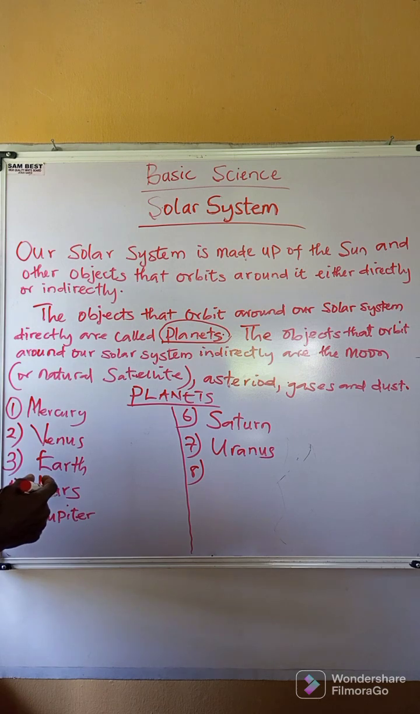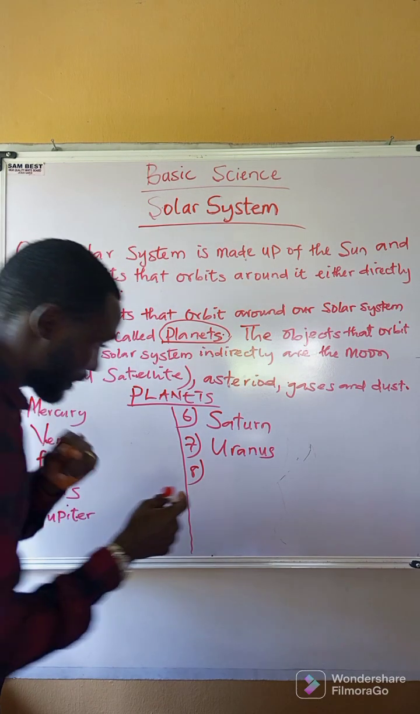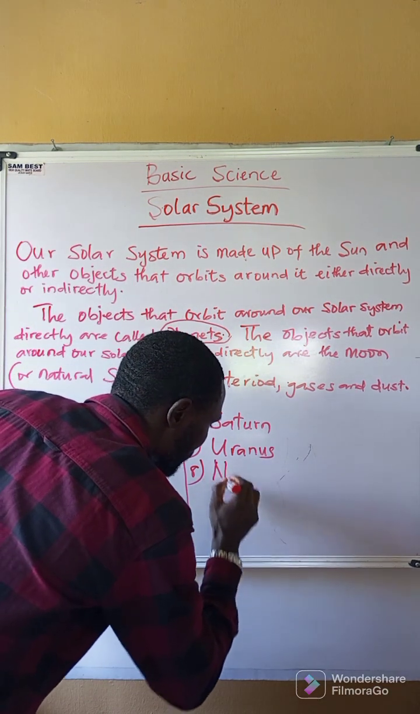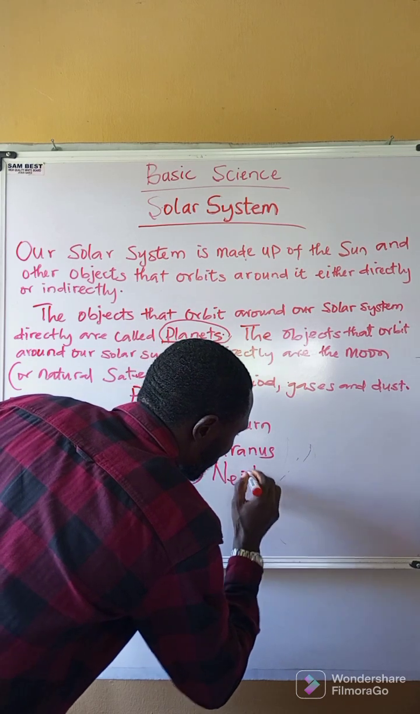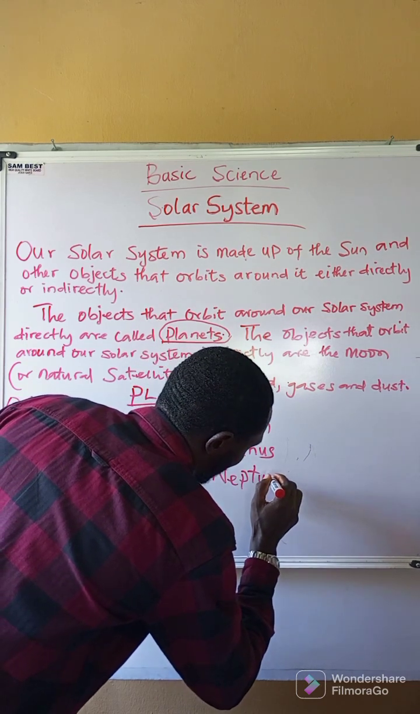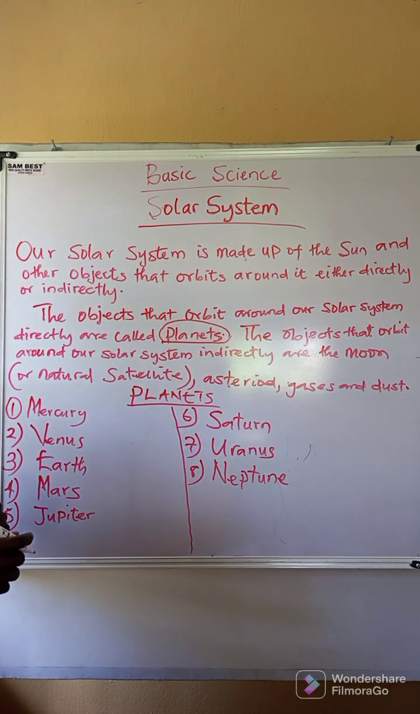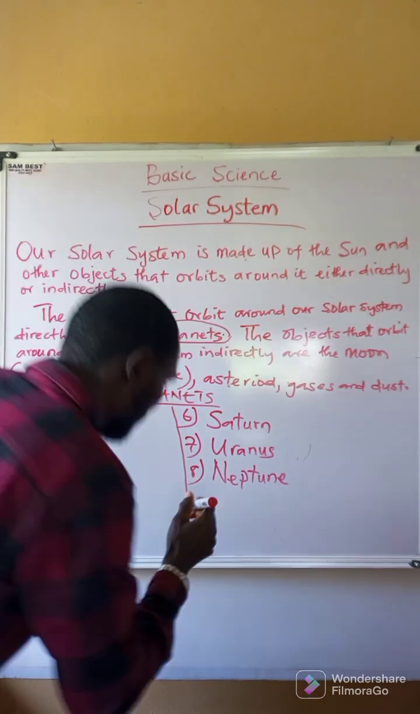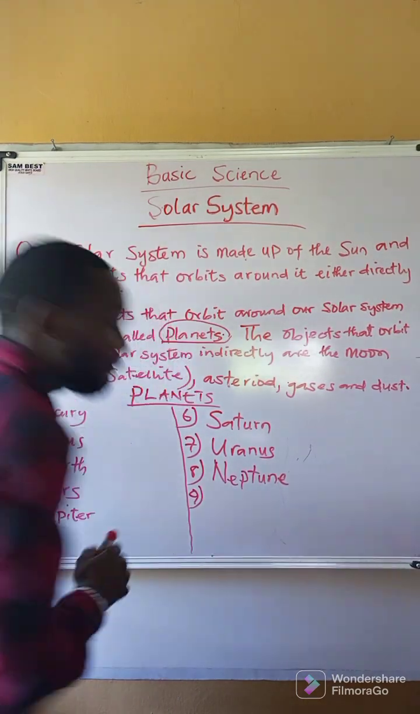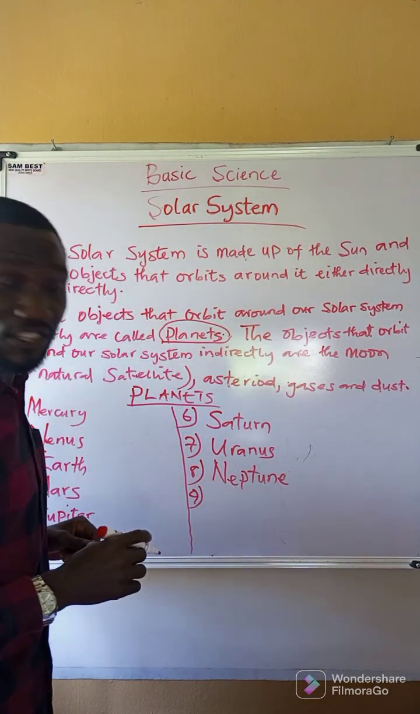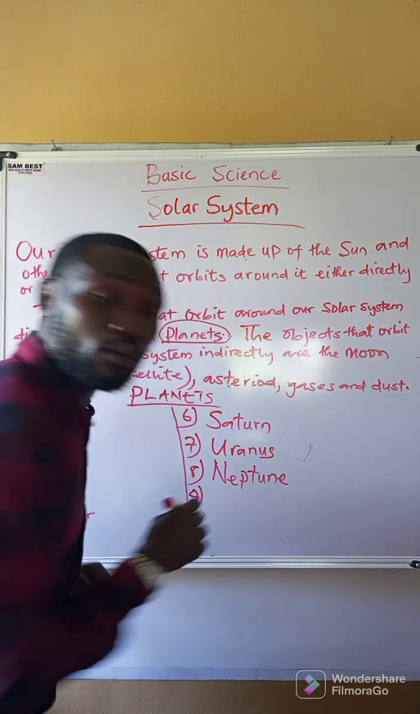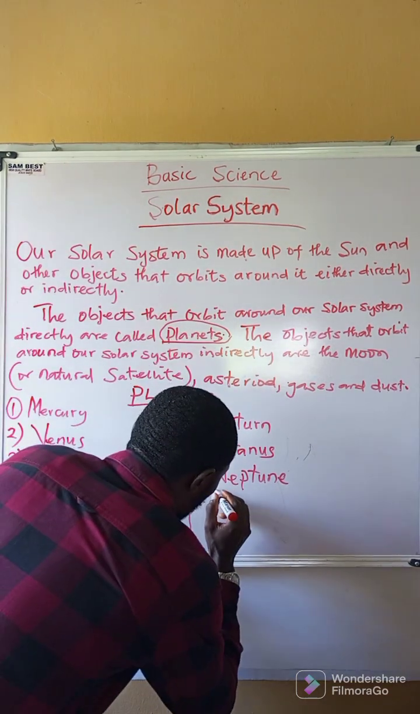Then our eighth planet is what? For the sake of time, it is Neptune. Neptune. Then our ninth planet is Pluto. It's called Pluto.